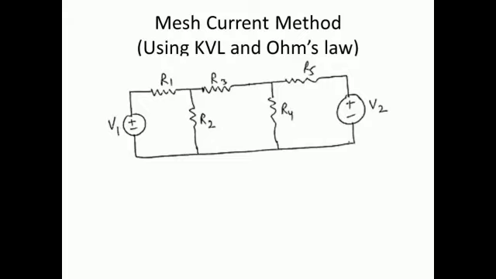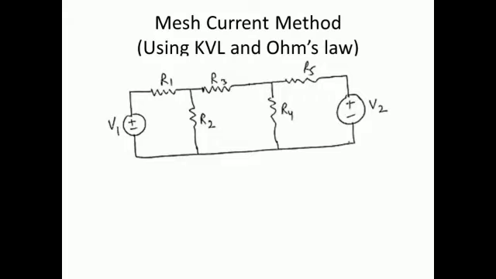Now we will do the second method to analyze electrical networks, which is known as the mesh current method. The mesh current method uses Kirchhoff's voltage law and Ohm's law to analyze the electrical network.